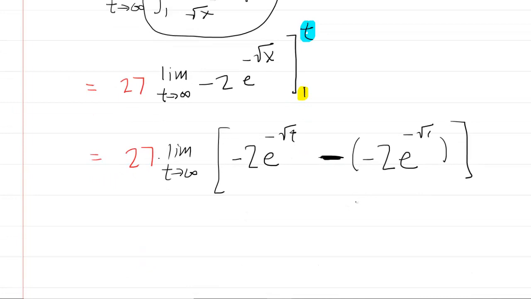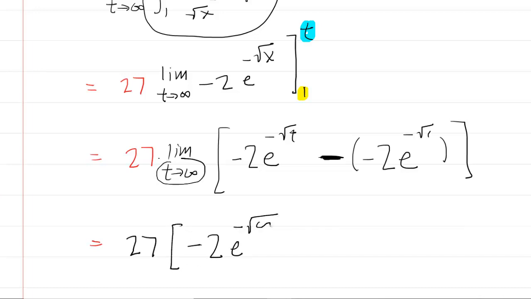Now we just need to evaluate the inside of these brackets right here. And basically what you can do is allow t to go to infinity now. So we're going to basically plug infinity in for t. And one way of thinking about that is as follows. You'll have negative 2 times e raised to the negative square root of infinity. This double negative right here is going to make a plus. And then you'll have 2e to the negative, and the square root of 1 is just 1. So it's just e to the negative 1.